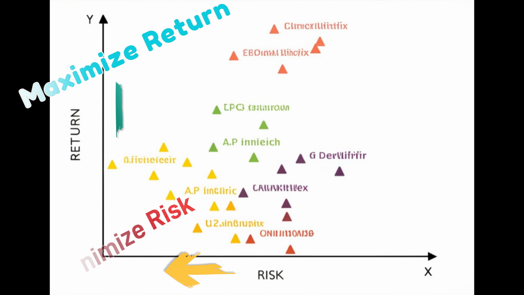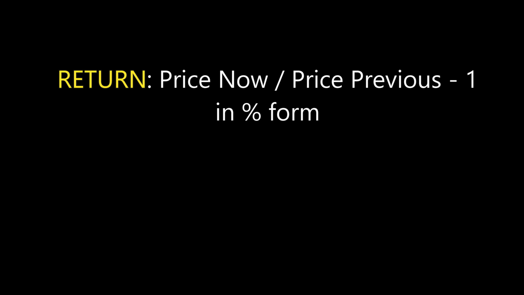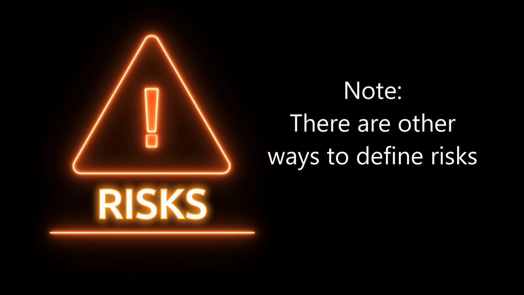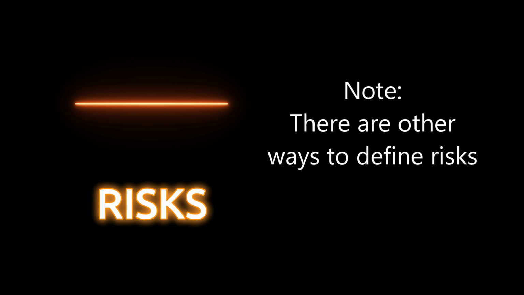Now let's define a few things real quick. Return is the percentage gain. You can get it by dividing the current price by the past price minus 1. We've talked about this before. And like before as well, risk in this context is measured by standard deviation of returns. Basically how uncertain or volatile the returns are. There are other definitions of risk, but this is how we'll use it for today's video.